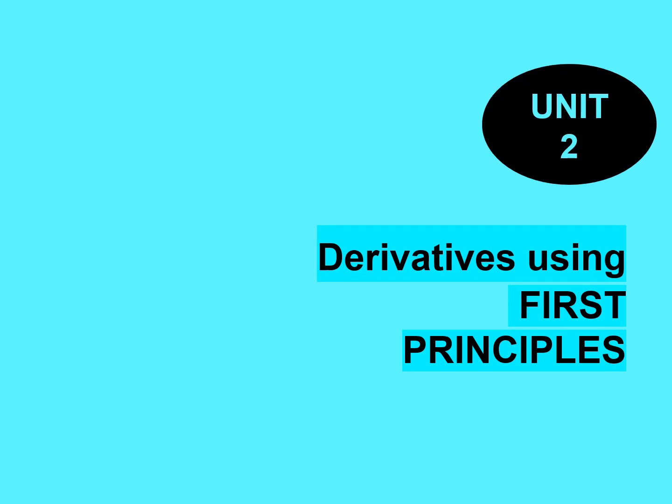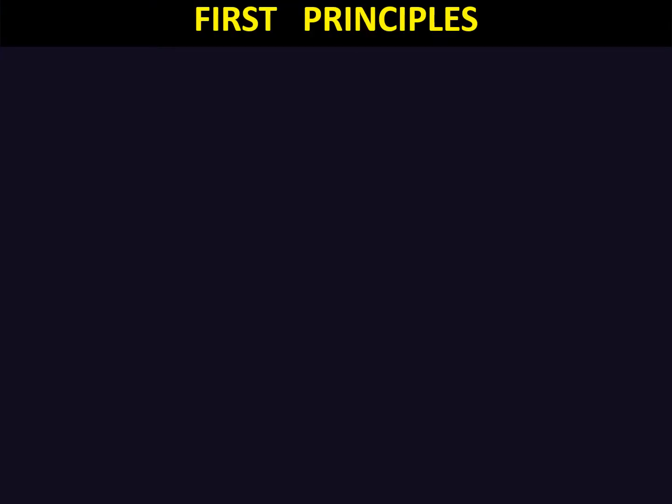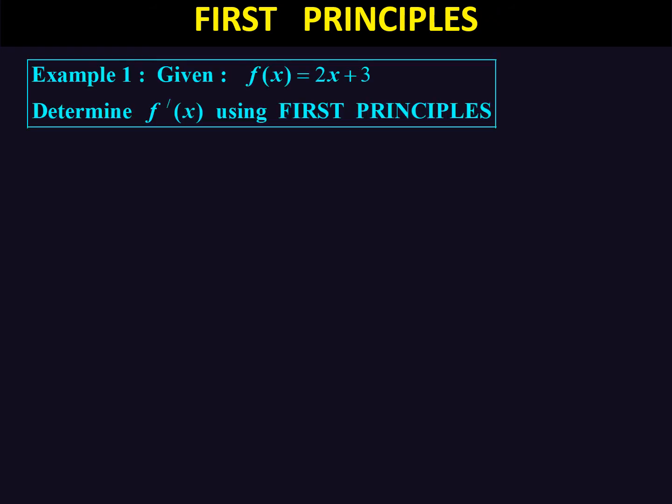Let's continue. Let's look at the first example, how to determine the derivative using first principles. Example 1. f(x) equal to 2x plus 3, determine the first derivative using first principles. What do we mean by first principles?